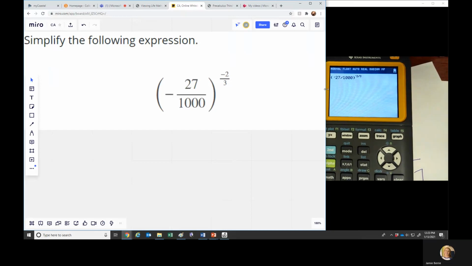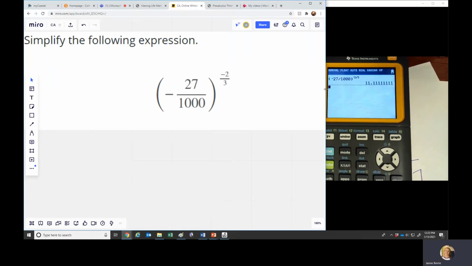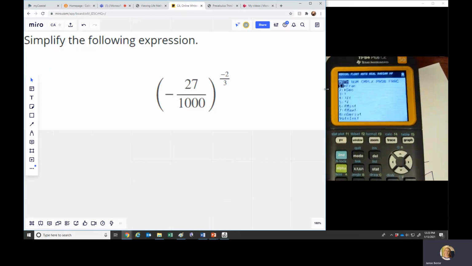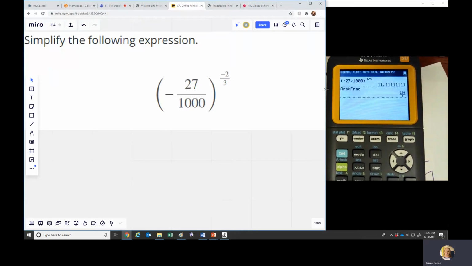Okay. And there you go. Well, we should probably write it as a fraction, right? So go to math, frac, and there we go, 100 over 9.